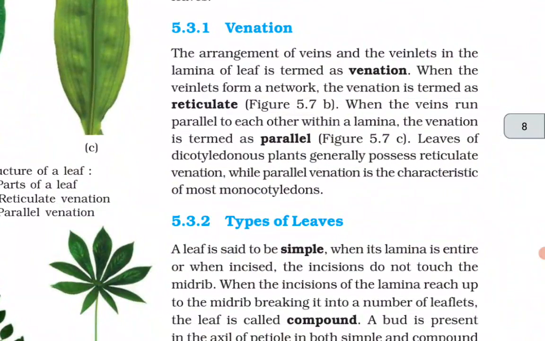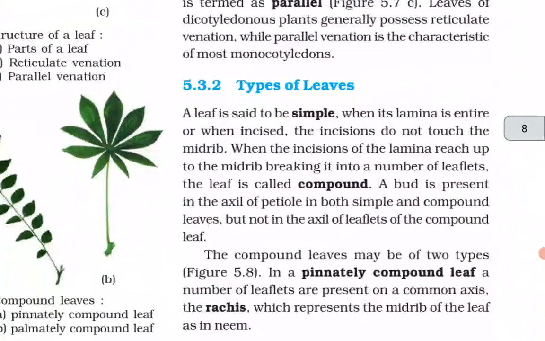Venation. The arrangement of veins and veinlets in the lamina of the leaf is termed as venation. When veinlets form a network, the venation is termed as reticulate. When the veins run parallel to each other within the lamina, the venation is termed as parallel. Leaves of dicotyledonous plants generally possess reticulate venation, while parallel venation is the characteristic of most monocotyledons.